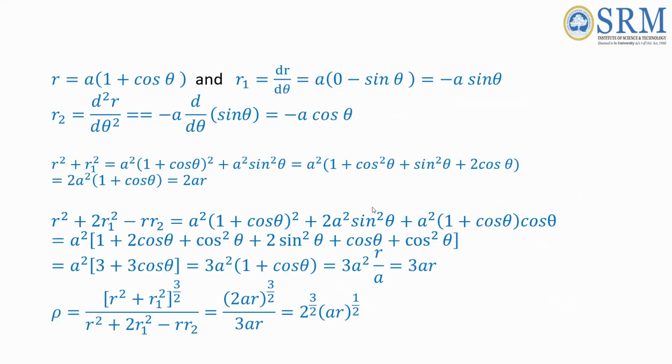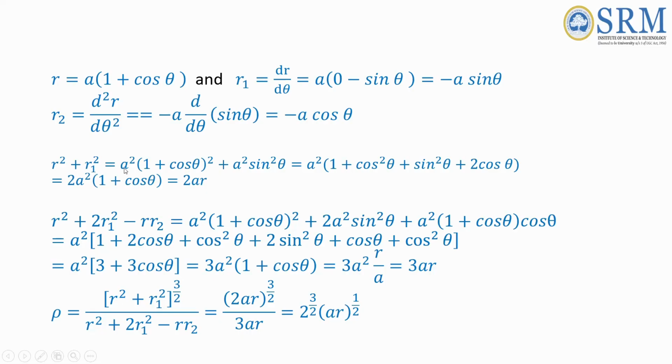Now you calculate what is r1, r2. r1 is dr by d theta, that is a into 0 minus sin theta, because r equal to a plus a cos theta. Therefore r1 is minus a sin theta and r2 is d square r by d theta square, that gives minus a cos theta. Now calculate the numerator and denominator separately and plug those expressions into the rho formula.